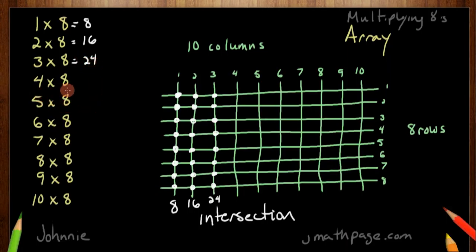What about 4 times 8? So 4 columns, 8 rows. Here's the 4th column. Let's go ahead and add these intersections.